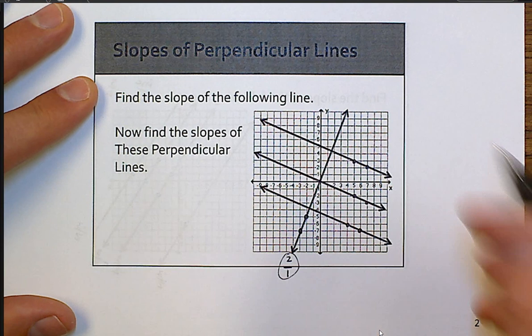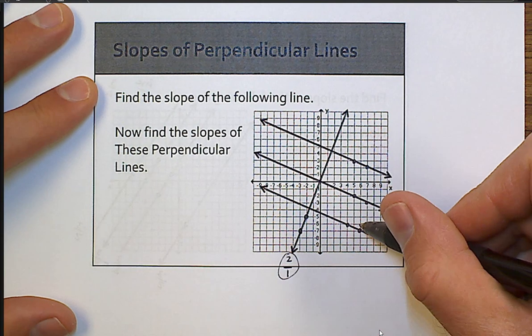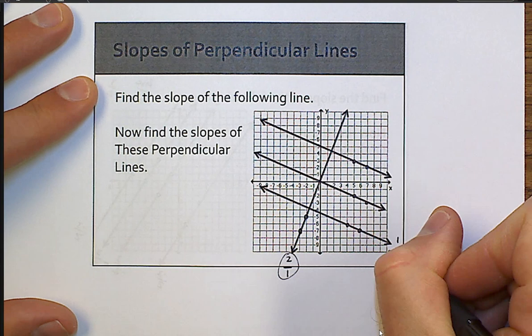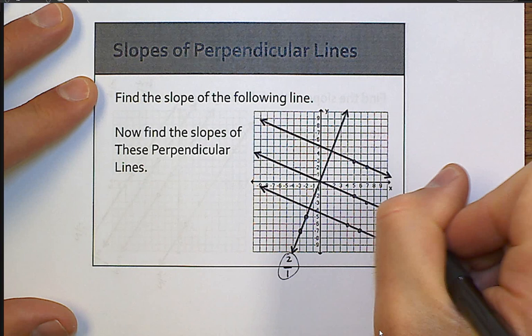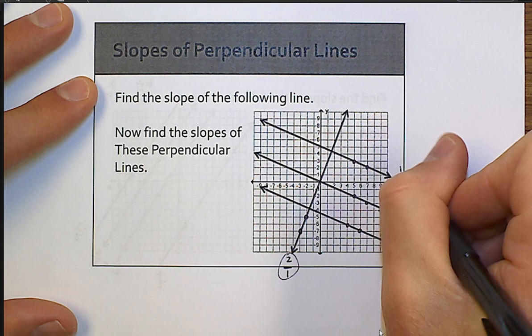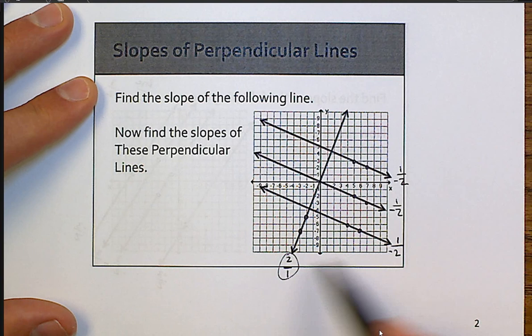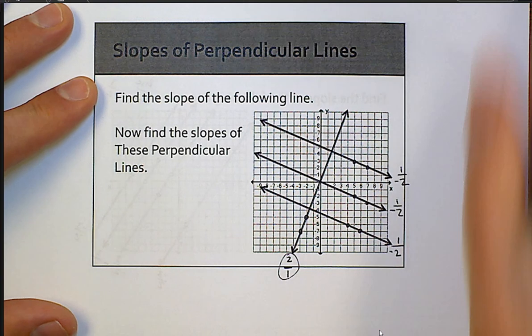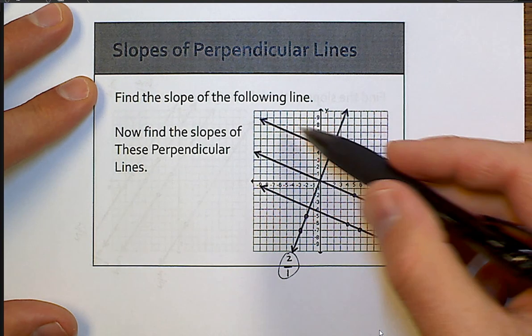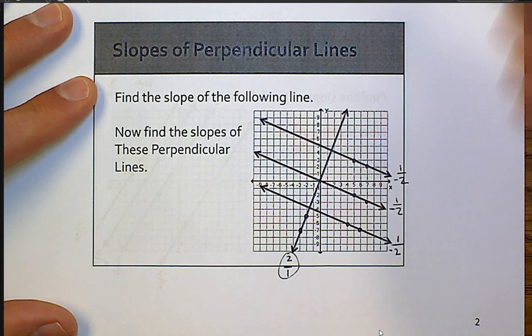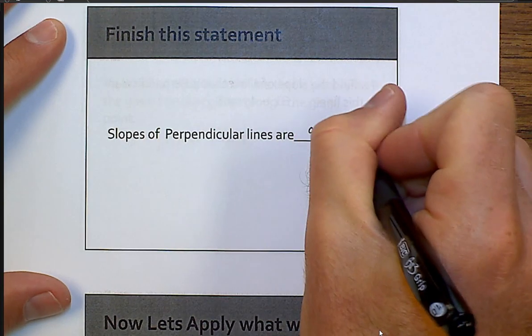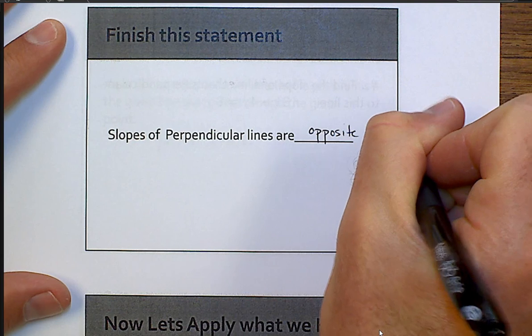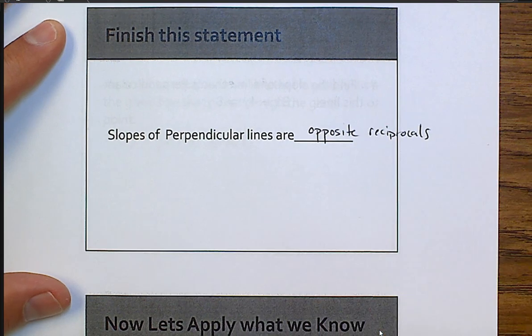Then it says, now find the slopes of the perpendicular lines. So if I look here, I'm going to go up 1 and to the left 2. So up 1 and left 2 would be negative 1/2. Up 1, left 2. What do you recognize about these 3 lines in comparison to the single line going through them? Perpendicular lines, sometimes we refer to them as opposite reciprocals, or sometimes people say negative reciprocals.